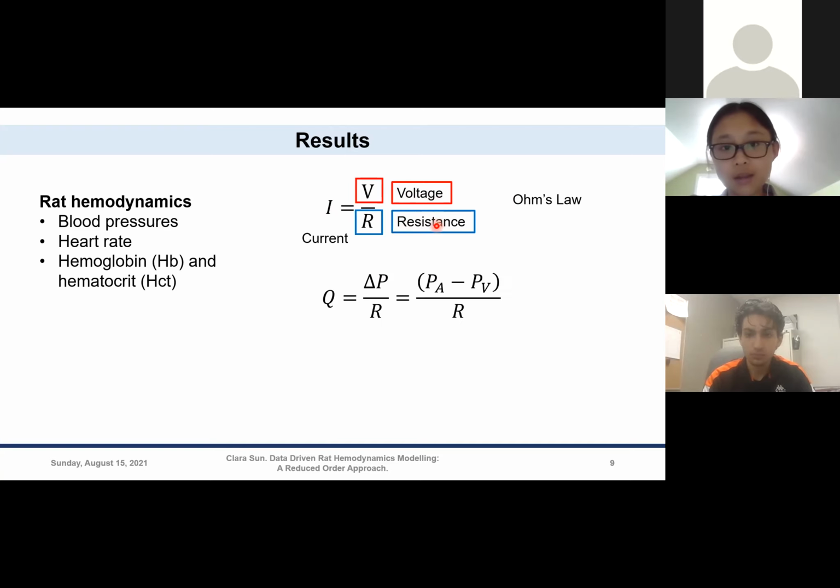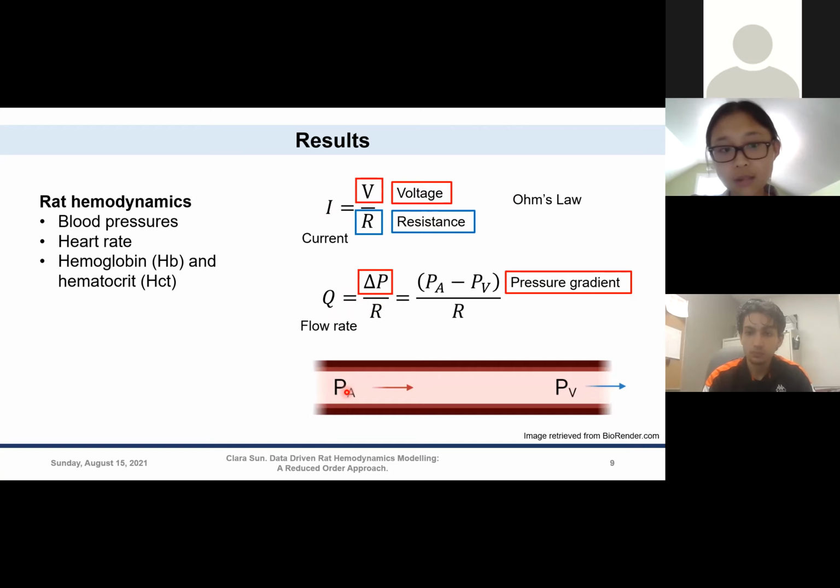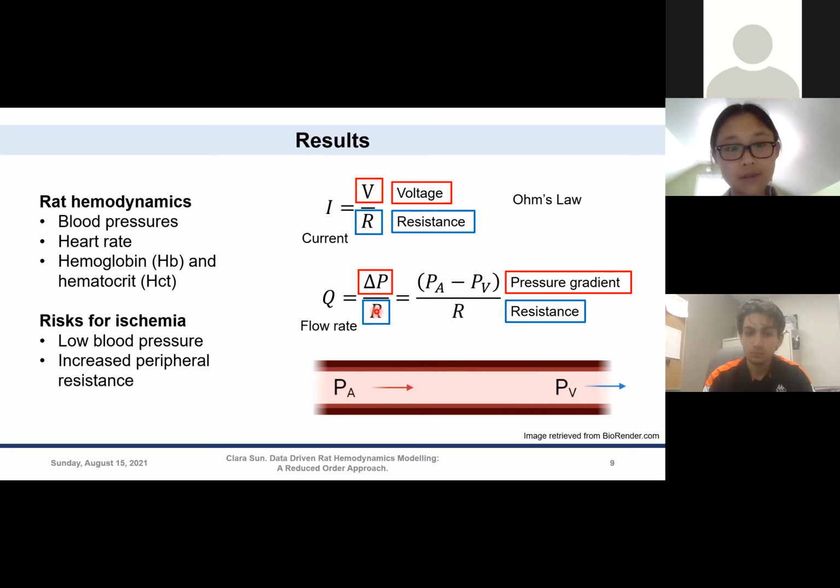So the electrical current I is equal to the voltage or potential difference divided by the resistance R. Similarly, blood flow, represented by Q, is equal to the pressure gradient, which is the difference between arterial pressure and venous pressure along a given length of a vessel, divided by resistance. Although there are other factors that affect blood flow that are not listed here, based on this relationship alone, we can identify a few potential risks for ischemia. Ischemia is a condition where blood flow to one part of the body is reduced. And one of these is low blood pressure.